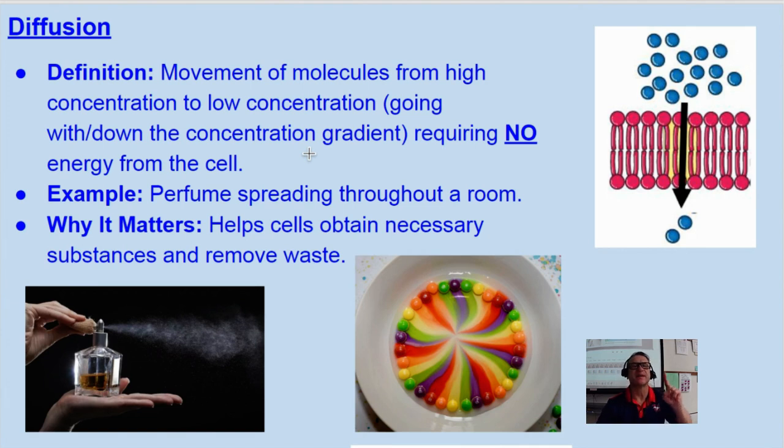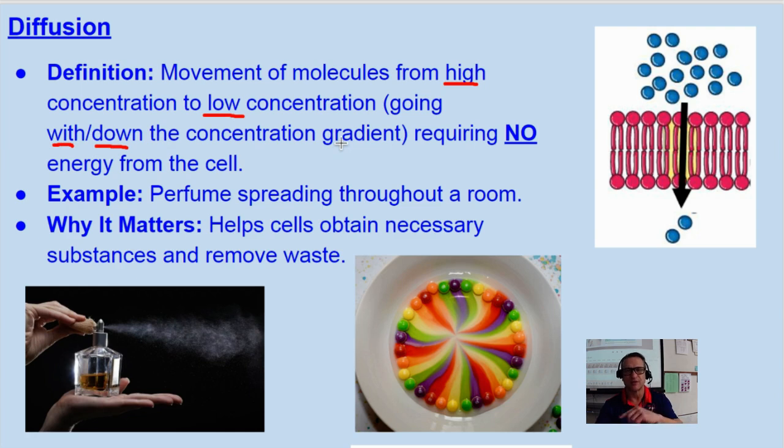All right, so now I'm going to briefly go over the three types of passive transport, which don't require energy from the cell because things are moving from high concentration to low concentration. The first one's called diffusion, sometimes called simple diffusion. The definition is the movement of molecules from where they're in high concentration, a lot of them, to low concentration, not as many of them. That's also called going with or down the concentration gradient.